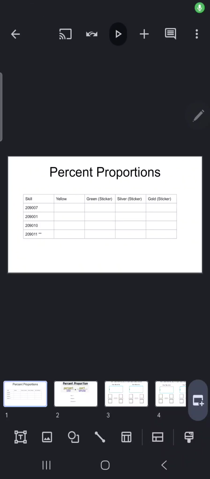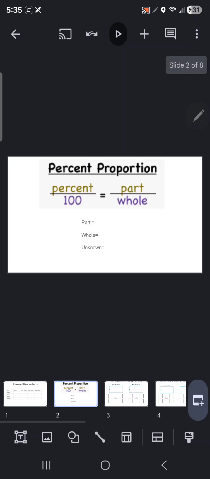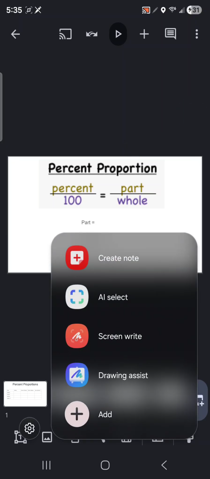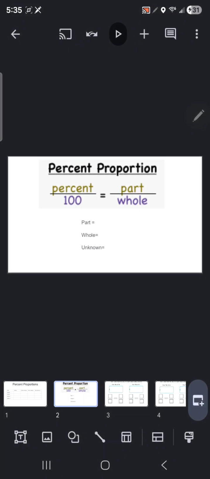Now we're going to do a lesson on percent proportions. In this lesson, we will have 4 different parts of a proportion. We have a percent over 100, and we have a part over a whole. And we will be taking a look at finding unknown values.